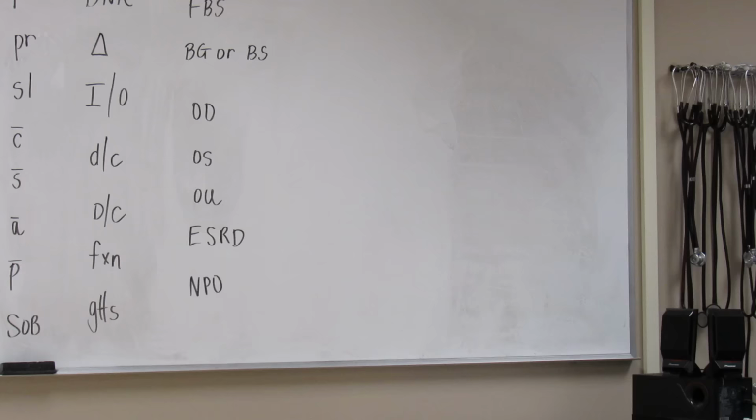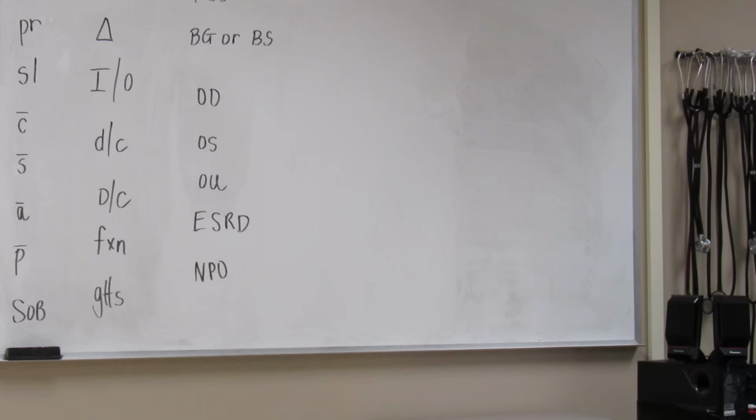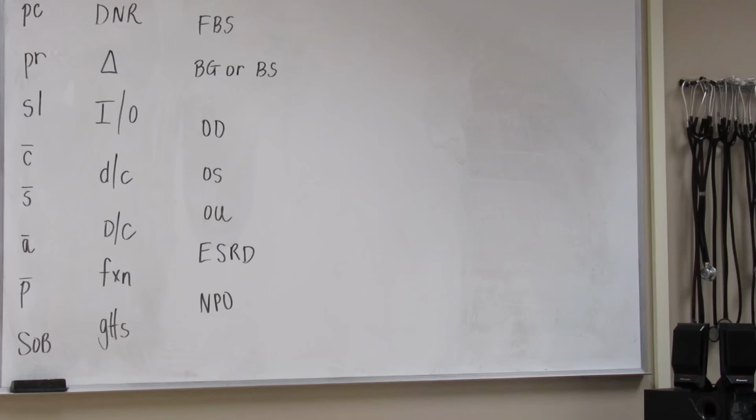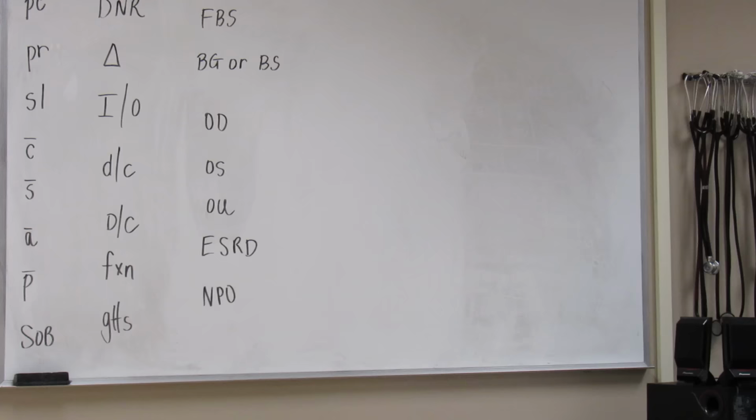FSBS refers to finger stick blood sugar. FBS stands for fasting blood sugar. A fasting blood sugar has to be fasting for 8 hours for it to be considered fasting. BG or BS refers to blood glucose or blood sugar. The next three, OD, OS, and OU, are abbreviations for eyes. They have gotten rid of those in the hospital, guys, but I still see that noted in long-term care charting. The OD is for right eye, the OS is for left eye, and the OU refers to both eyes. The ESRD is end-stage renal disease. This is what we call our folks that are on dialysis. They have end-stage renal disease. And NPO is nothing by mouth.